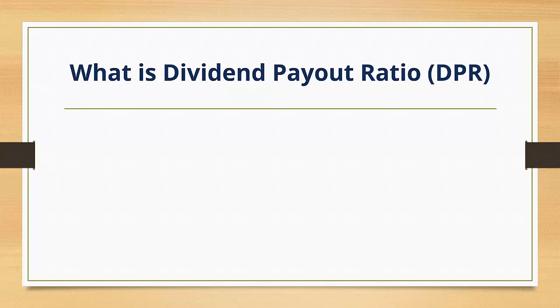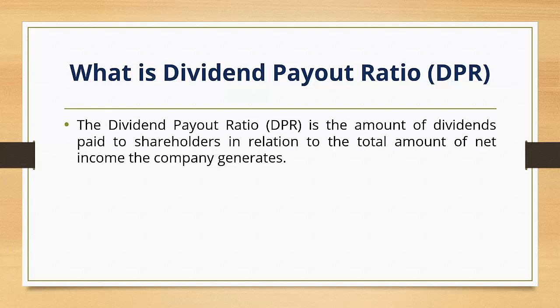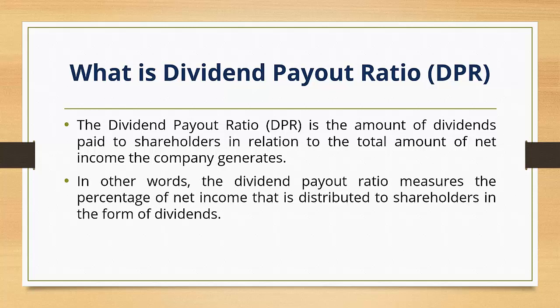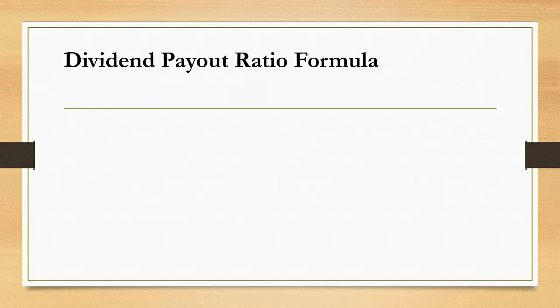The next ratio is dividend payout ratio, or in short it is DPR. So let's have a look. The dividend payout ratio is the amount of dividends paid to shareholders in relation to the total amount of net income the company generates. In other words, the dividend payout ratio measures the percentage of net income that is distributed to shareholders in the form of dividends.